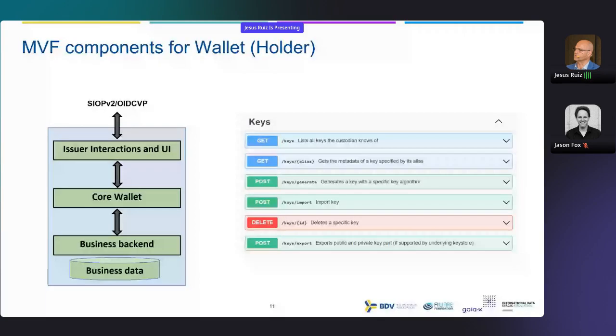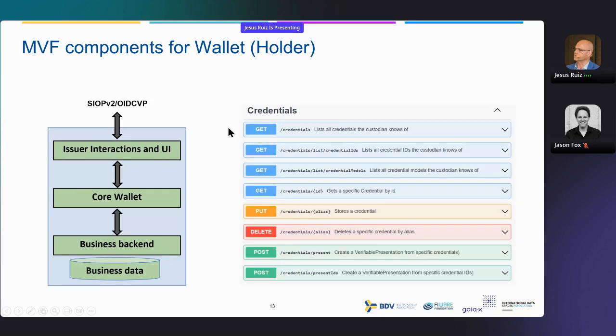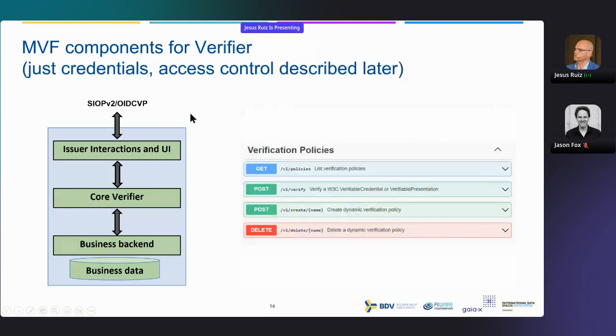By the way, we don't have components for native applications. For the moment, everything is a web application, but it can be integrated into a native application with the typical mechanism that you use for this. Whatever. For the holder, for supporting decentralized identifiers, then for credentials, these APIs. So this is going to be explained in more detail.